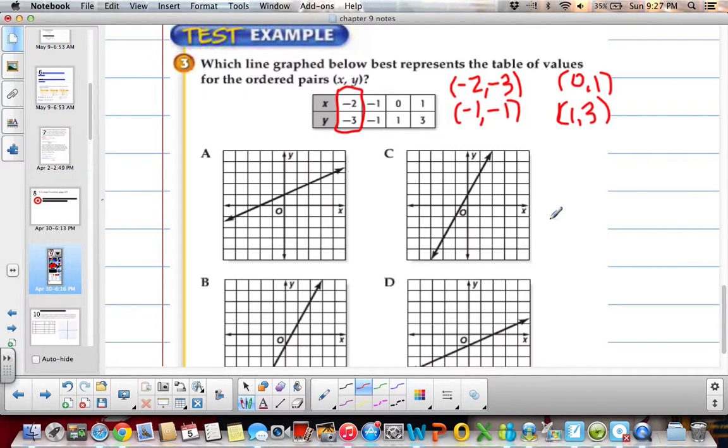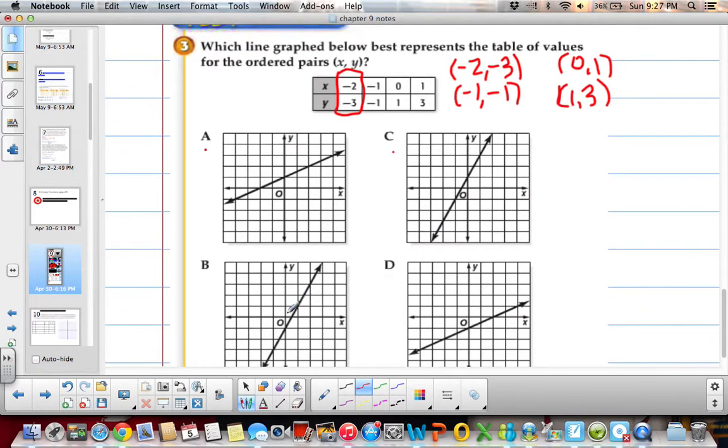So we can see here that I'm going to do 0, 1 because it's an easy one to look for. So 0, 1, you would go over 0, up 1. So we know that this one could be a possibility. We also have 0, 1 right here, so that would be a possibility. Over 0, up 1 is right here, so that's not on our graph. Over 0, up 1 is right here, and that's not on the graph either.